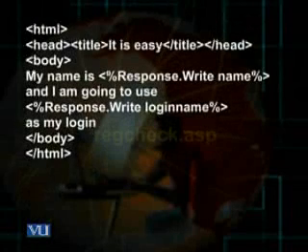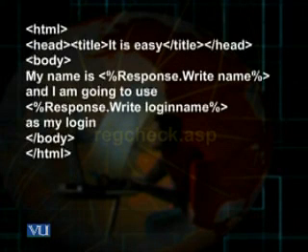And I am going to use response.write login name as my login. So when this code is processed, one line would be shown which would read: my name is, whatever name value the user has typed, would appear after the word is. And the login name he had inserted in the text box would appear after the word use, and then the words "as my login" would come.